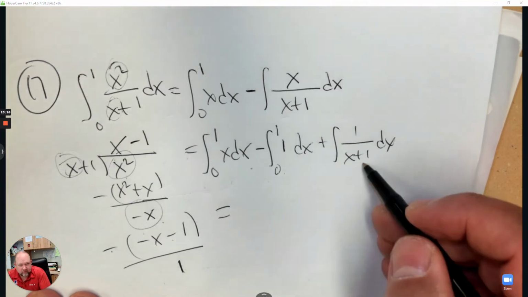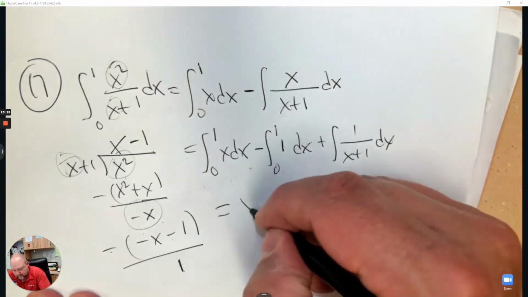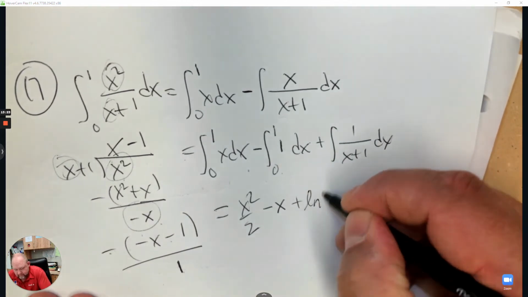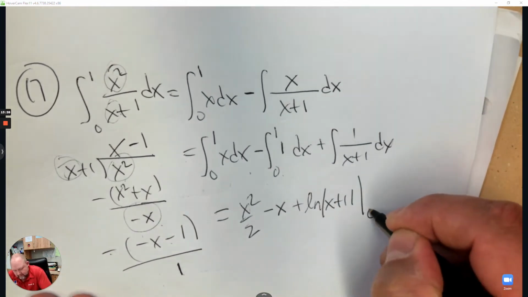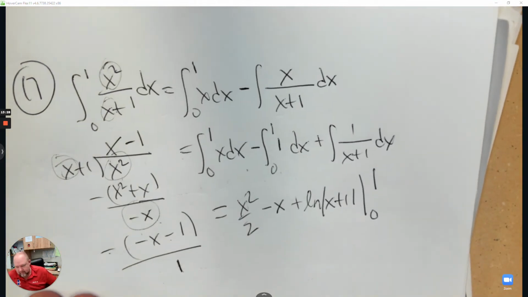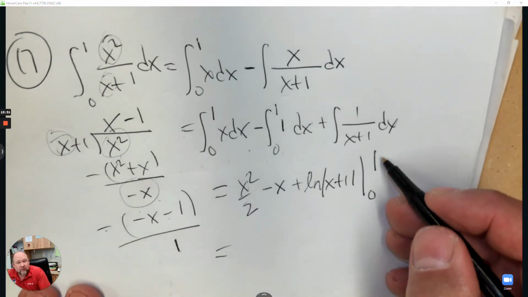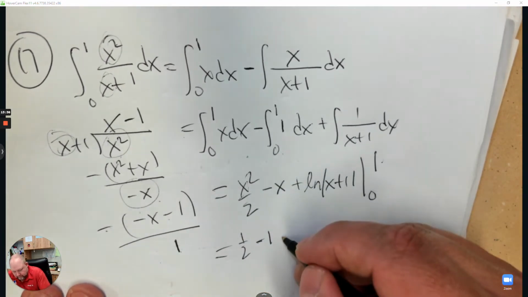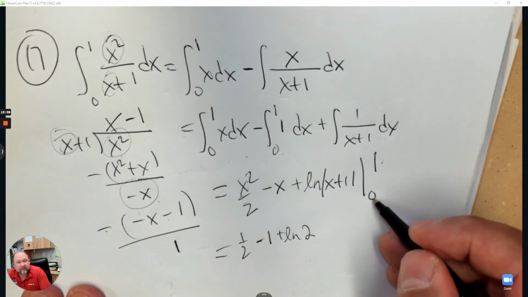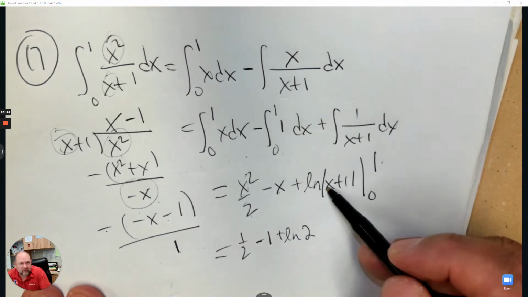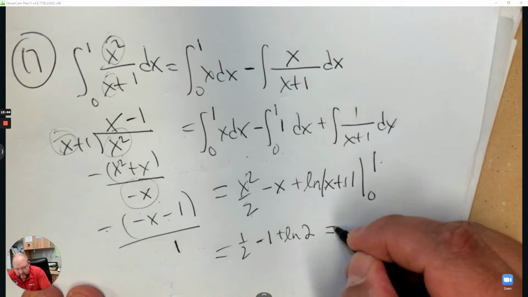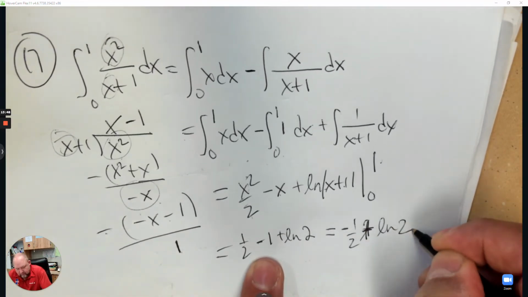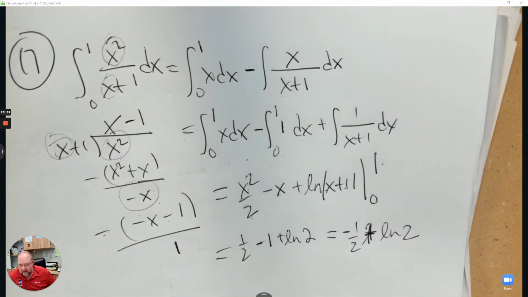So I'm just going to integrate each one separately and then go 0 to 1. So x is x squared over 2. 1 is just x. And this is a logarithm, which is ln of x plus 1. And again, we're integrating from 0 to 1. We're going to plug 1 in, and we get 1/2 take away 1. 1 plus 1 is 2. If I plug 0 in, I get 0. Ln 1 is 0. So there's your answer. 1/2 take away 1 is negative 1/2 plus ln 2. And it's done. Number 18.